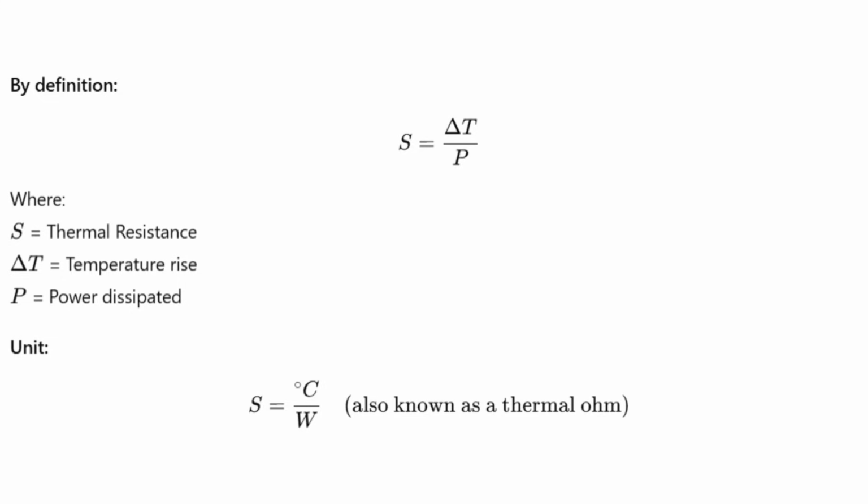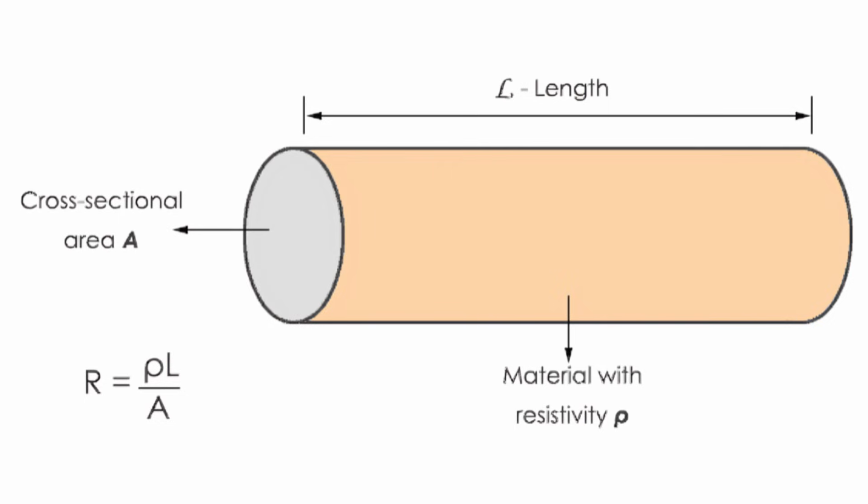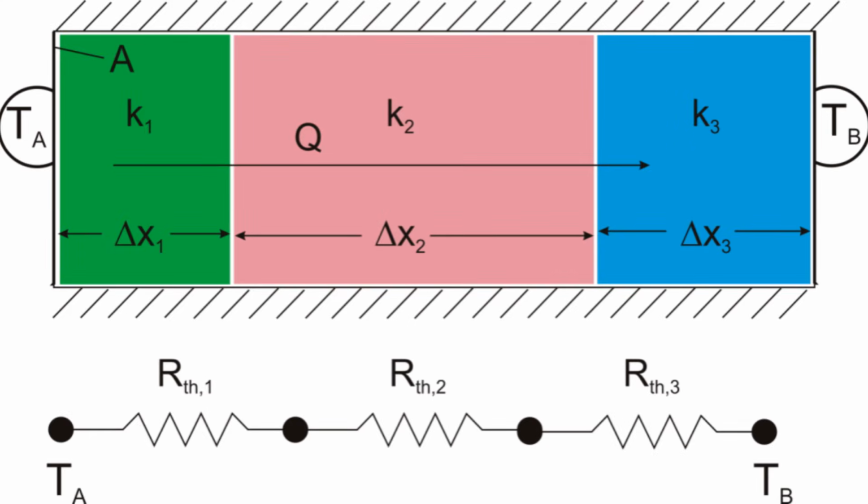So, thermal resistance S is expressed as temperature rise, T divided by power dissipated P. Its unit becomes degrees Celsius per watt, and this is also known as a thermal ohm because its behavior is very similar to electrical resistance. Just as electrical resistance is directly proportional to the length of the path of current and inversely proportional to the cross-sectional area, thermal resistance behaves in exactly the same way for heat flow. So, thermal resistance increases when the path length increases and decreases when the area of heat flow increases.